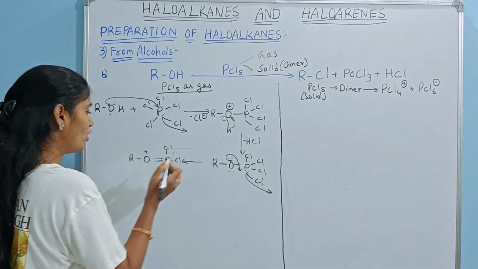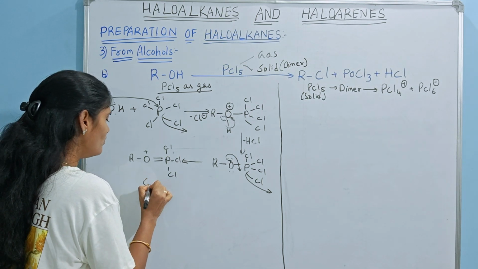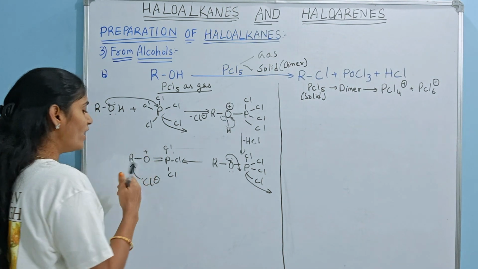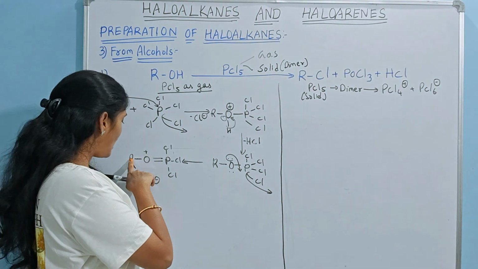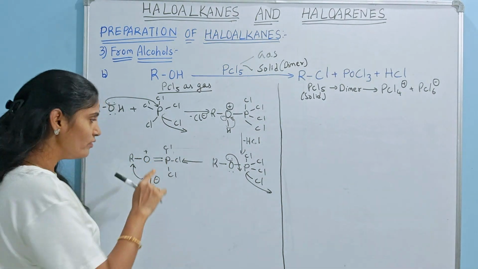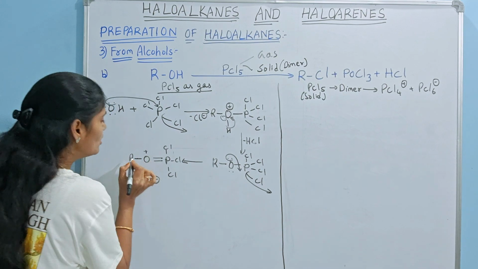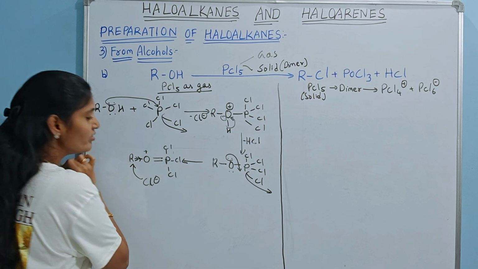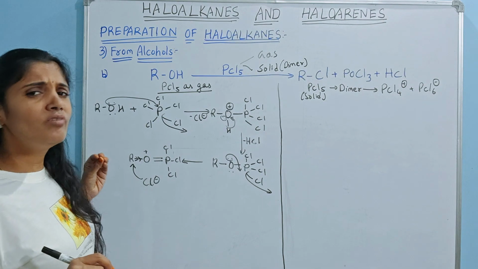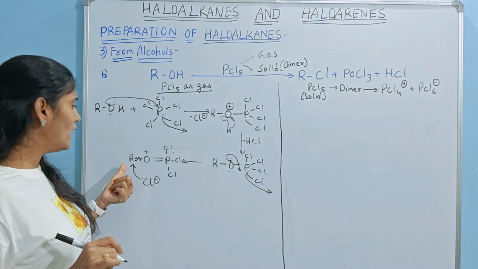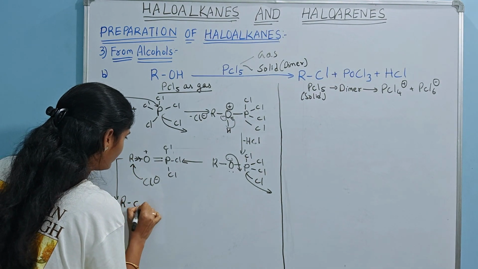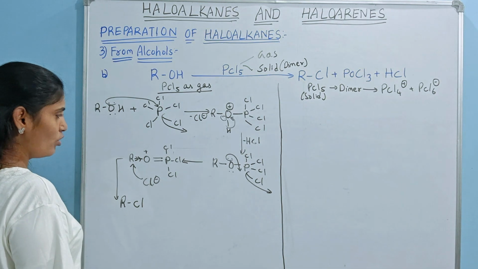Now this Cl minus will try to attack this R. Why is the alkyl group R very much interested in bonding with chlorine? Because this oxygen has a positive charge, so it has become very unstable. This oxygen starts pulling electrons from the R-O bond, so the R group becomes very electron deficient. So chlorine will happily go and attack R, forming RCl.